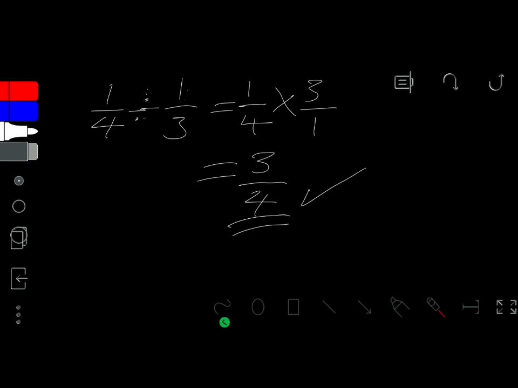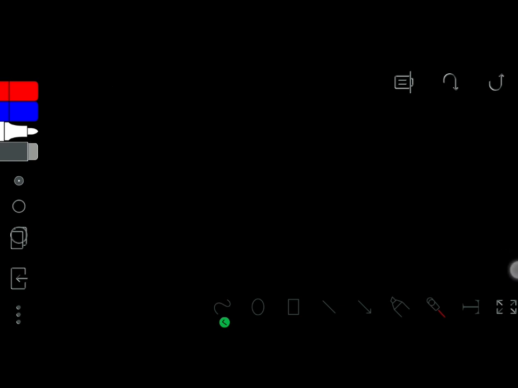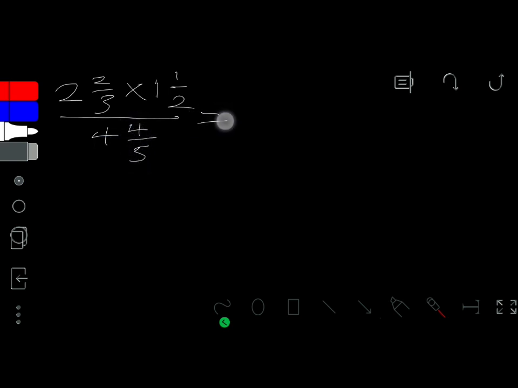Okay. Let's look at one final example that involves multiplication and division together. Let's say you have an expression like this: 2 whole number 2 over 3 times 1 whole number 1 over 2, all over 4 whole number 4 over 5, right? Now, if you notice, we have mixed fractions everywhere. So we have to convert each of these mixed fractions to improper fractions first before we can simplify this fraction.